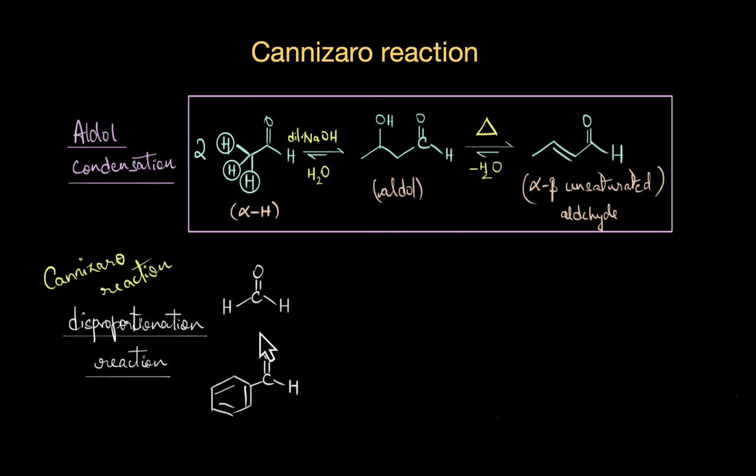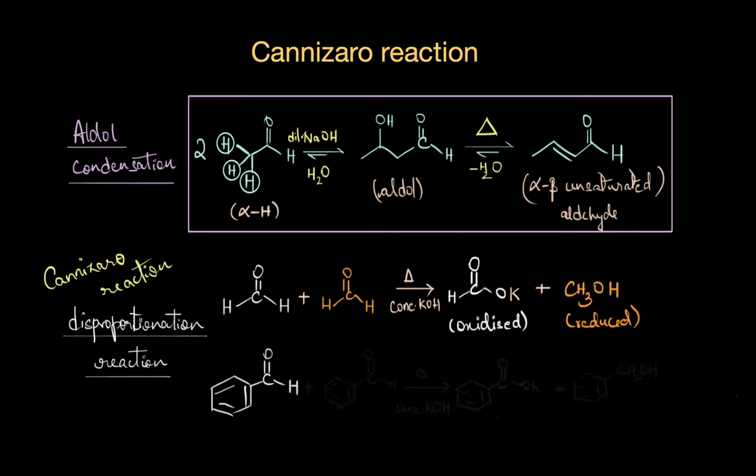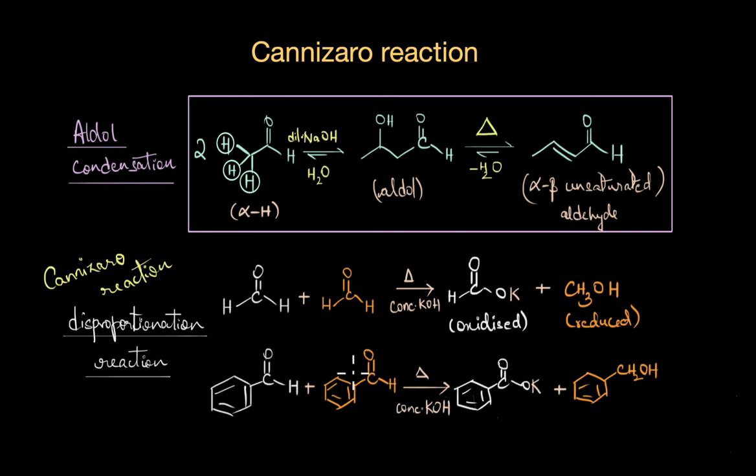So, let's see what products we get in these cases. We have two molecules of formaldehyde, and when we heat them in the presence of a strong base like concentrated potassium hydroxide, we get the oxidized product, which is potassium formate, and the reduced product, which is methanol. Similarly, benzaldehyde also undergoes Cannizzaro reaction to give us potassium benzoate and benzyl alcohol as the products.